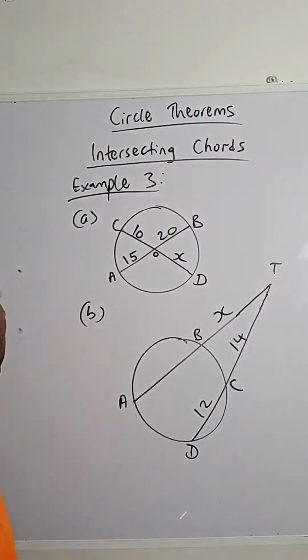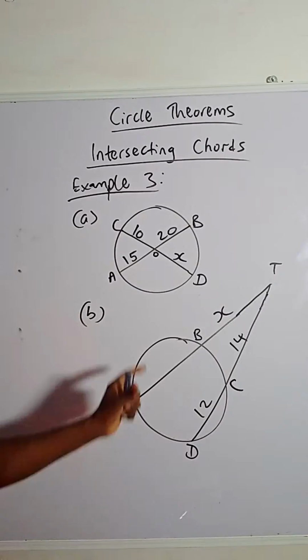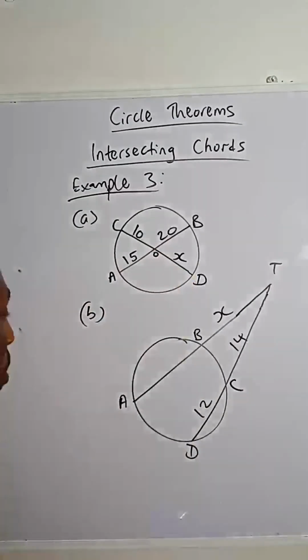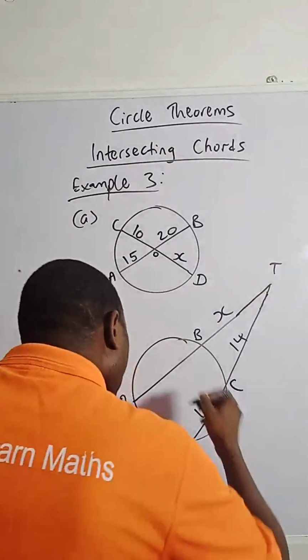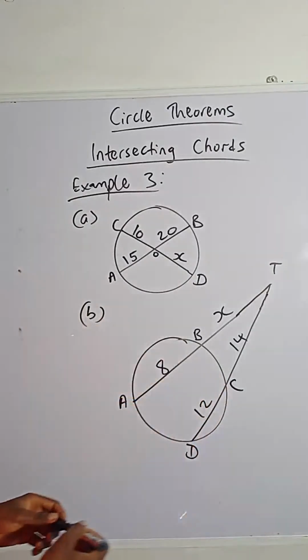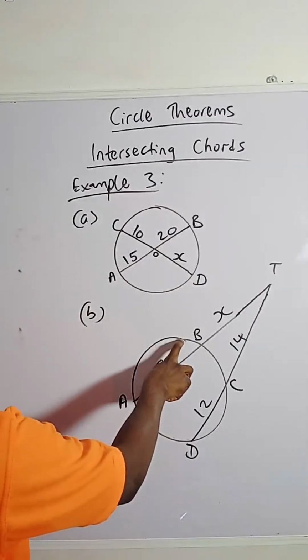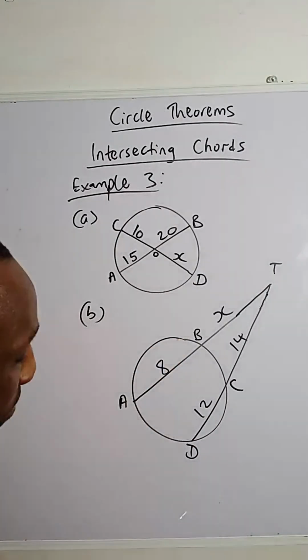Write the length AB. 15, 20. Oh, sorry. Let me check that. Oh, thank you for that. There is 8. Thank you. It's 8.